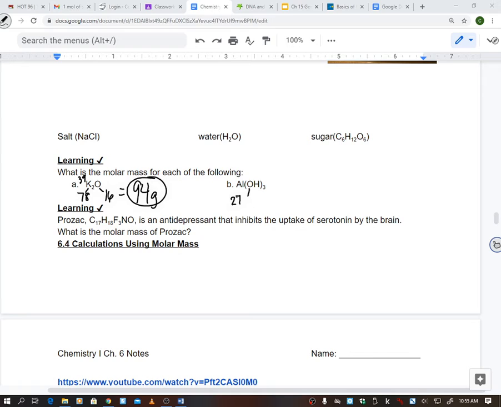All right, so 16 times 3 for my oxygen, which is going to be 48. And then hydrogen is 1, but there are 3 of them, so that is 3. So when I add all of those together, my total becomes 78 grams.